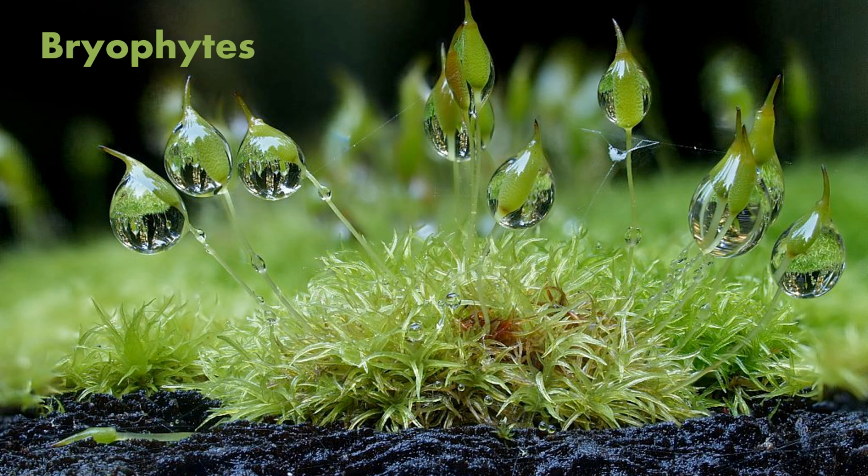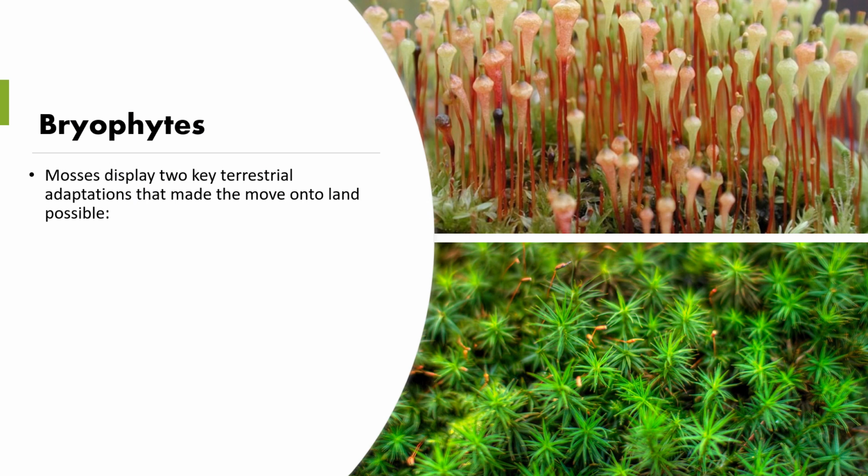So the first group are the bryophytes, and these are very tiny. All of these pictures are going to be difficult to see because they're zoomed in, but these are little tiny drops of water, and so you can see how tiny these little bryophytes are going to be. So bryophytes are also called mosses, and mosses are going to have 2 main terrestrial adaptations that are going to allow for this move to land.